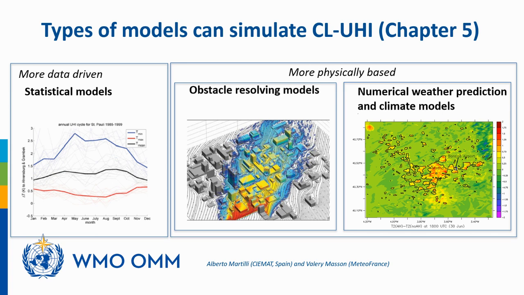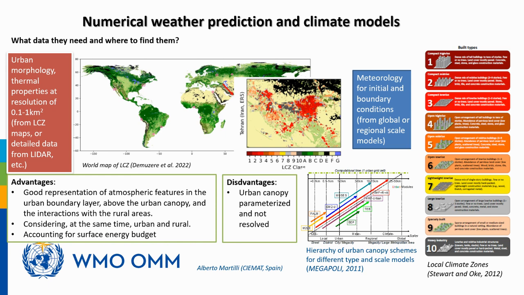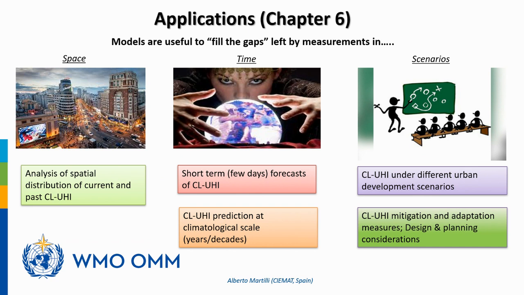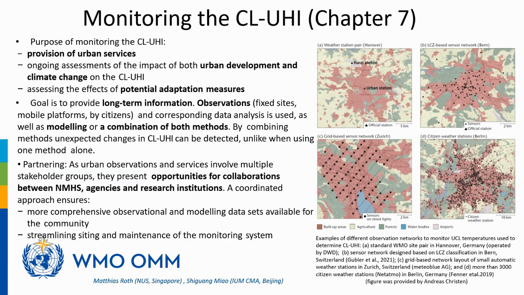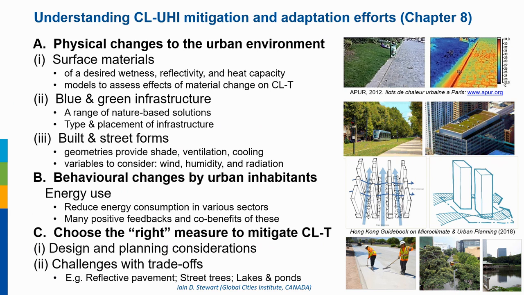And also, what is important, for different scales the parameterization of urban canopy processes is different. For example, here we suggest a kind of hierarchy of different parameterizations which can be used for different purposes. And applications are also used for different systems, from early warning up to longer-term analysis. And finally, monitoring is also very important for longer-term analysis of urban heat island dynamics, and also integrating observation and modeling capabilities. And finally, mitigation and adaptation efforts are extremely important.